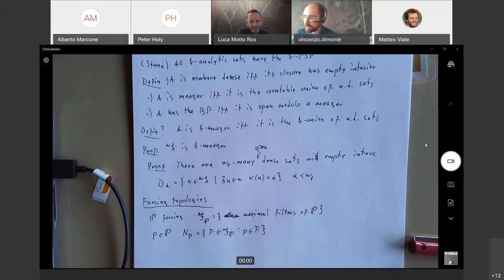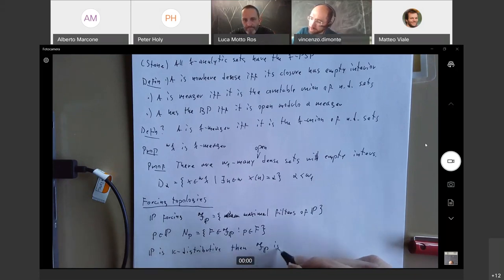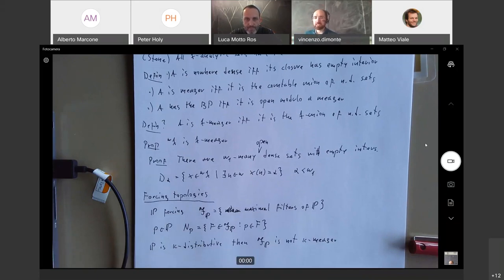Okay, well, what happens is that this gives you a correspondence between open dense sets in this topology and open dense sets in the forcing. These are two completely different notions, but they correspond with this topology. So what happens is that if P is kappa distributive, then this forcing with the topology is not kappa meager, because it's about intersection of open dense sets. So if we can intersect kappa many open dense sets in P with non-empty intersection, then you have the same for the topology of the maximal filters and vice versa.